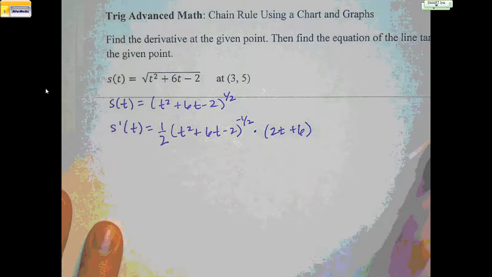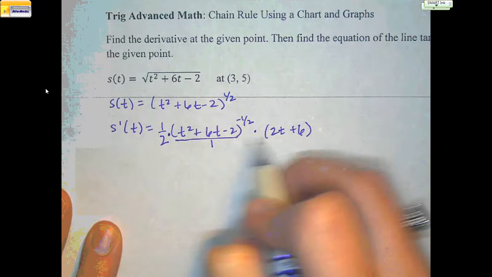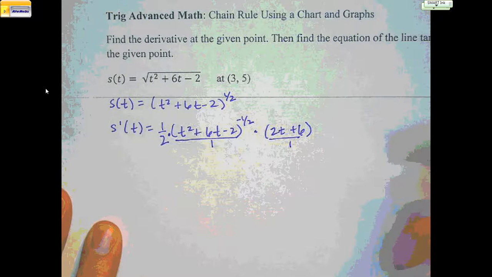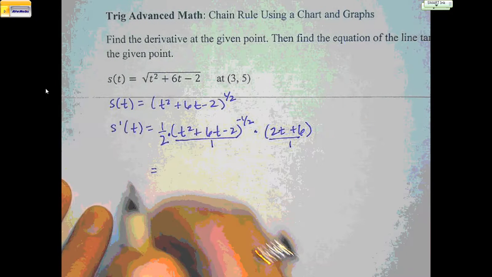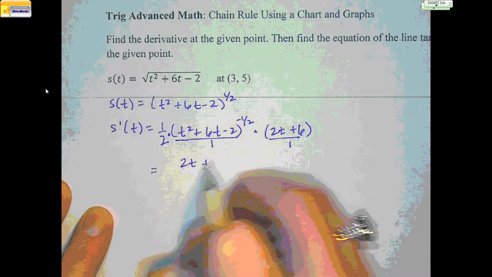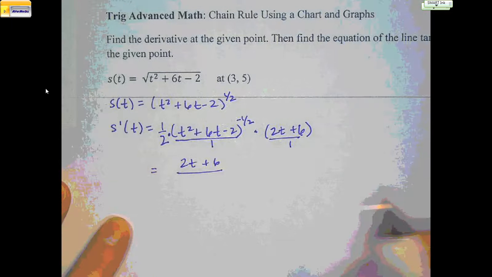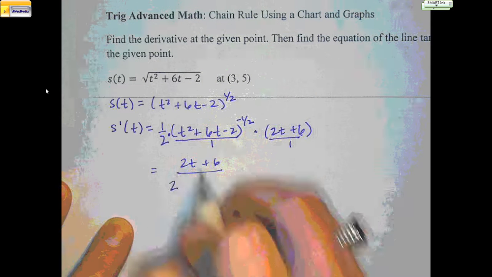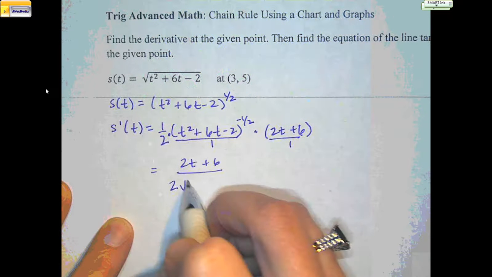We could probably simplify this a little bit. 1 over 2 is that guy over 1 times that guy over 1. But really, who gets to stay on the top? 2t plus 6 times 1. So we have 2t plus 6 on the top. And on the bottom, we've got 2, and then this guy goes to the bottom because that's a negative exponent, and it's all in a radical.